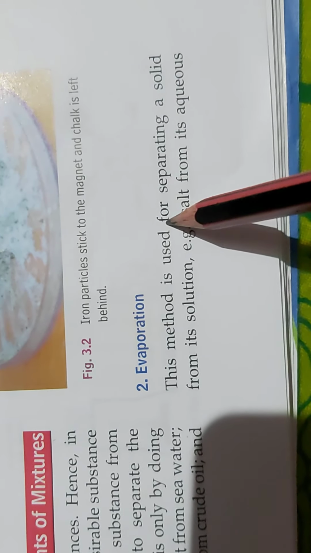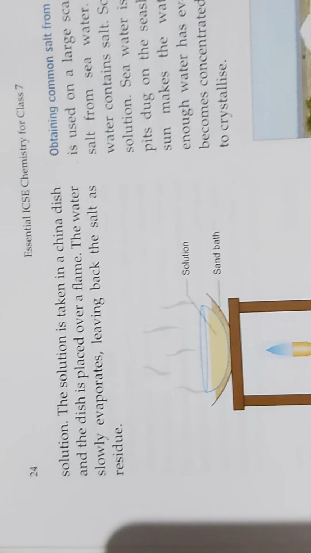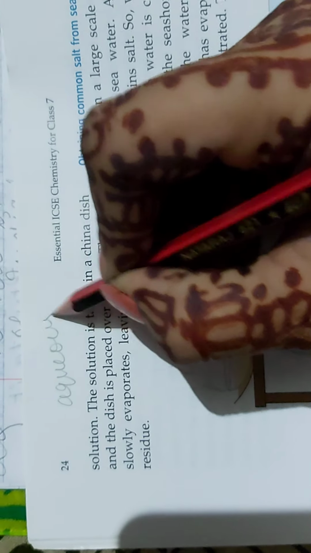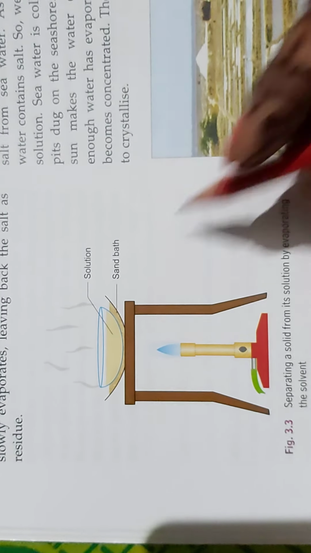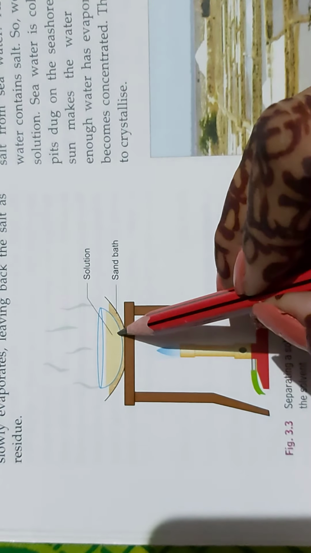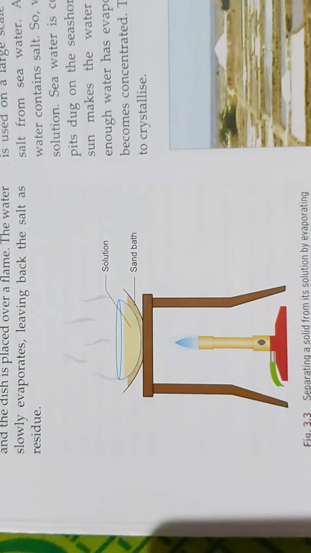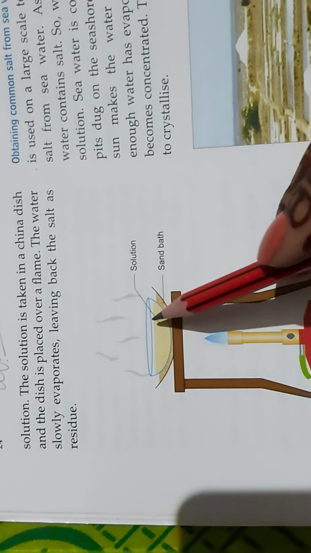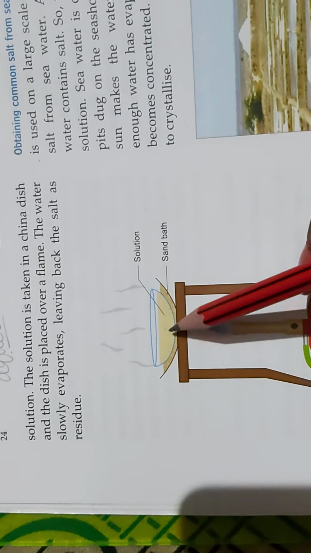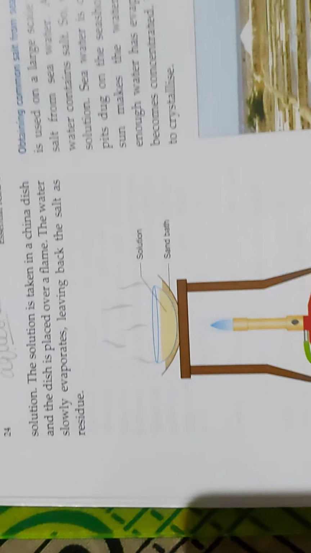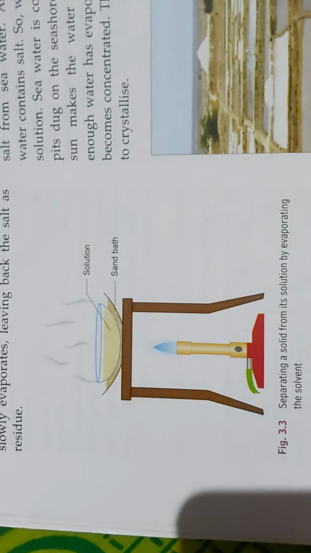Second one is evaporation. Often we use this method for separating a solid from its solution, for example salt from its aqueous solution. The meaning of aqueous is water. So in this separating method, we will take the solution of water and salt or sand. Whenever the water is heated, the water will evaporate and the residue will be left, whether it is salt or sand. So this is known as the evaporation method.